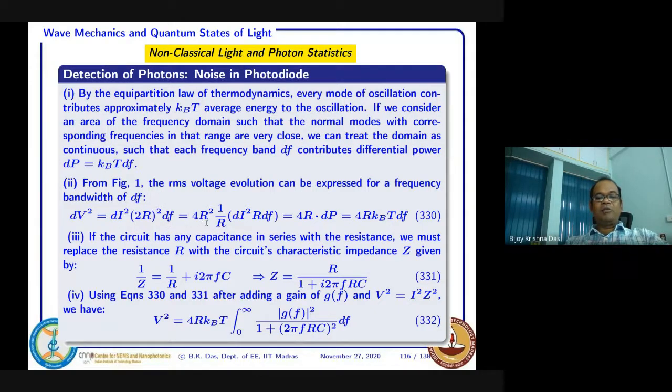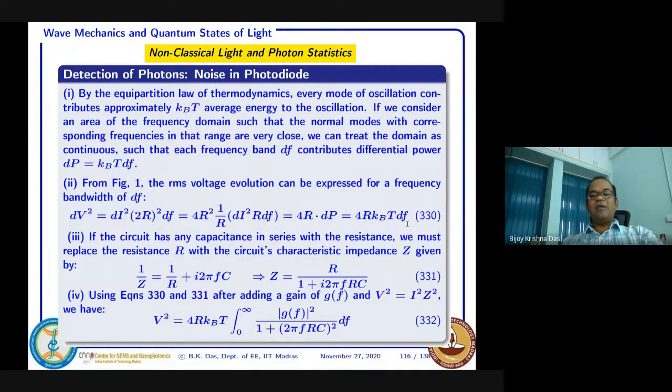Now you do a little bit of trick here. You put 2R square as 4R square. Then you write 1 by R times dI square R. dI square R is the differential current squared times R, the right-hand side resistor, which is the power actually delivered to the right-hand side resistor. So then R square cancels, giving 4R times dP, right? And this dP we have as dP equal to kBT dF. So you put there 4R kBT dF.